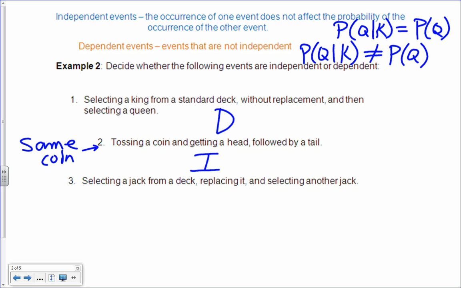Okay. Selecting a jack from a deck, replacing it. I thought there was a typo there for a second. And selecting another jack. Does that first jack that you picked affect the second one in this case? I've heard both. I replaced it, correct? So does it affect the picking of the next one? No. Does not. So then what is it? Independent. Question so far?